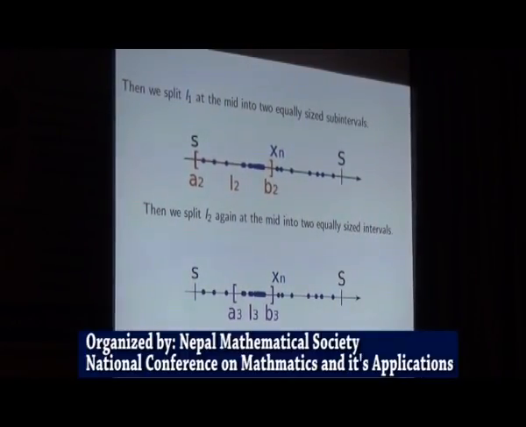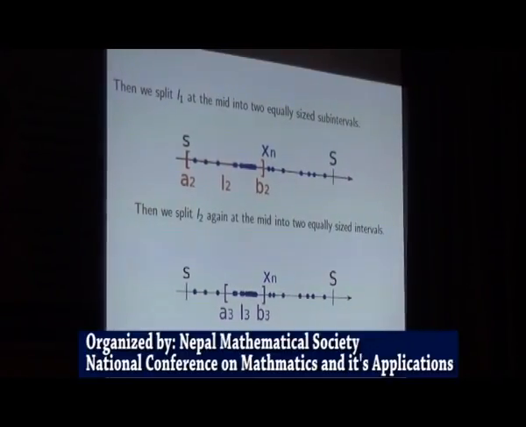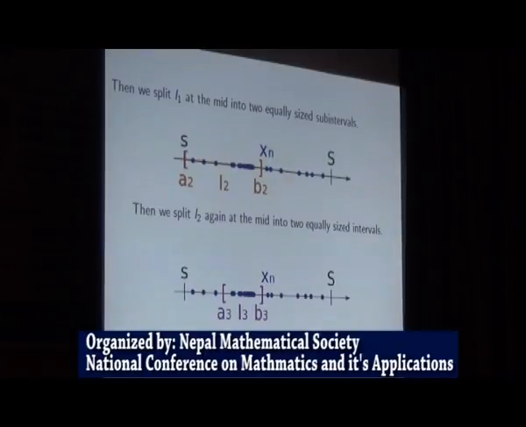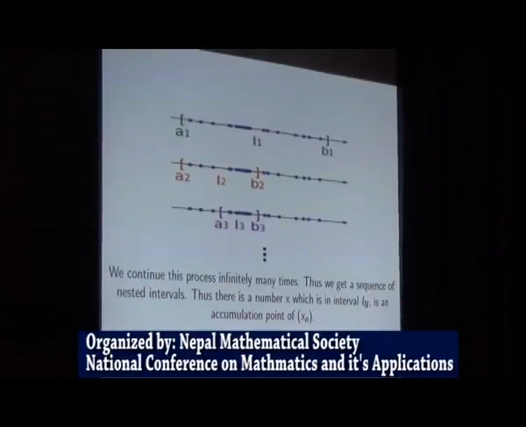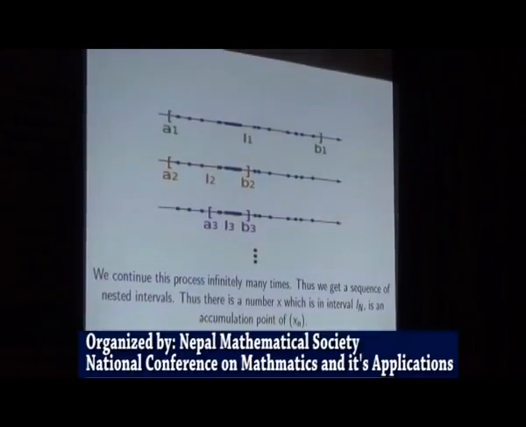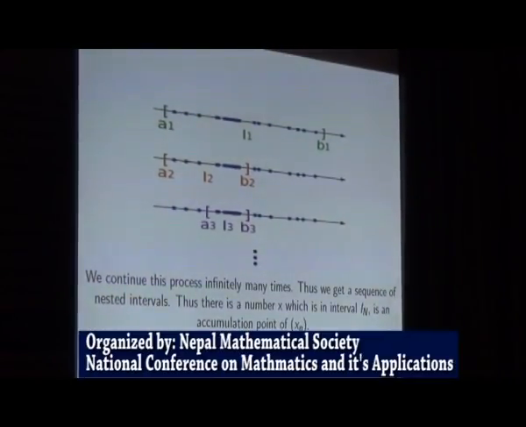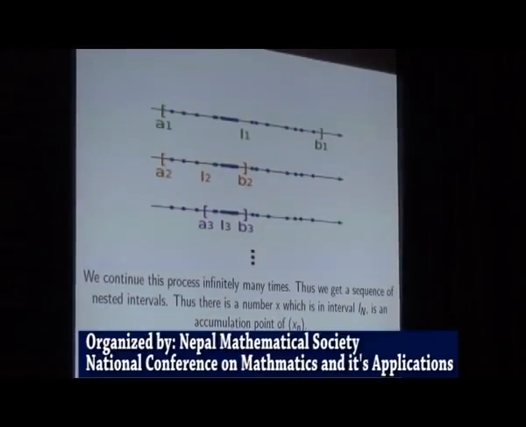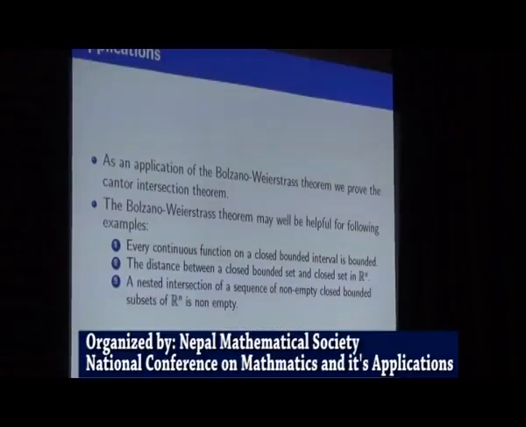Then we take the second interval I2. Then we split I2 again at the midpoint into two equally sized intervals. Then we also obtain I3. And by induction, we continue this process infinitely many times. Thus we get a sequence of nested intervals. Then there is a number x, which lies in every interval, and is a limit point of the sequence.